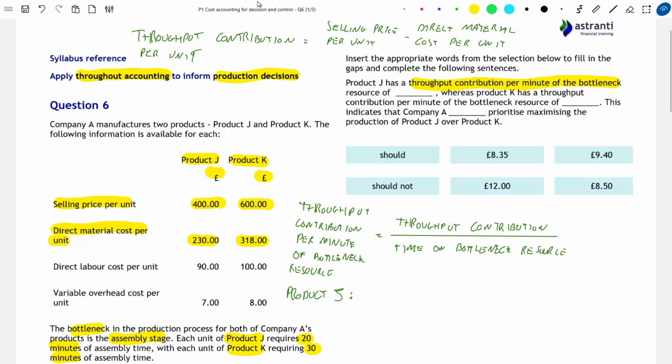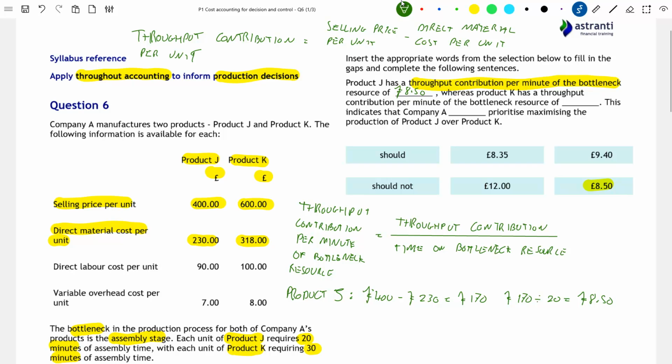So for product J, the selling price per unit is £400 and the direct material cost per unit is £230. Therefore, the throughput contribution per unit is £170. We're told that each unit of product J requires 20 minutes of assembly time. So dividing the throughput contribution per unit by the time spent on the bottleneck resource, which again is assembly time, gives us £8.50 as the throughput contribution per minute of the bottleneck resource for product J. And this is the first correct answer in our gap fill.